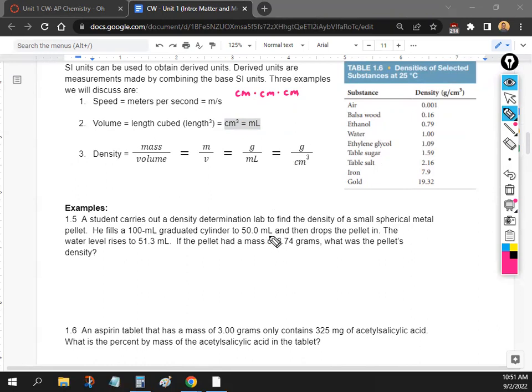All right, and then the other important formula that you're not going to get on the AP test, but you should be familiar with, is density. Density is equal to mass over volume. Okay, D is equal to M over V. Easy way to remember that: it looks like a heart with a line going through.